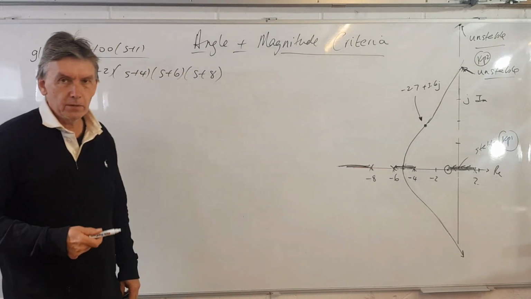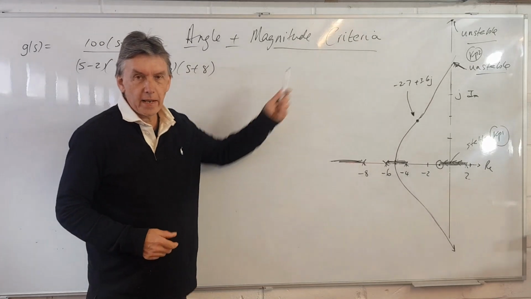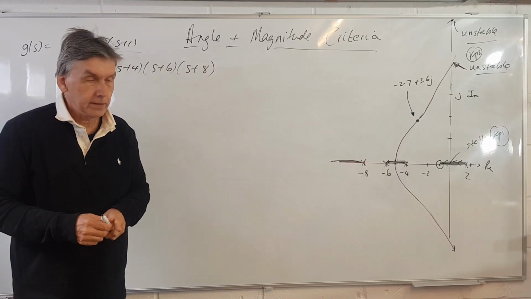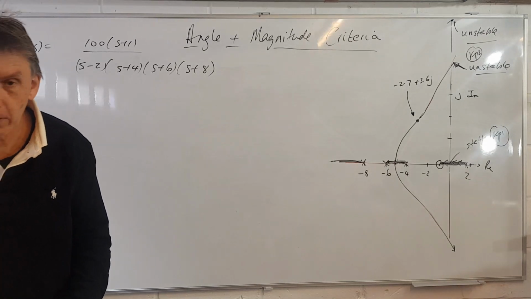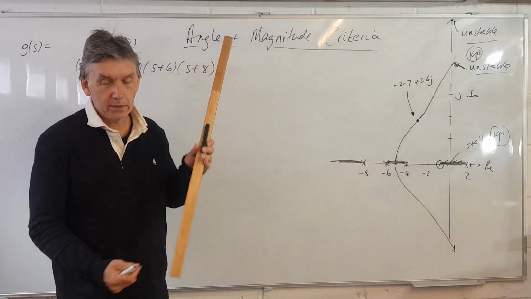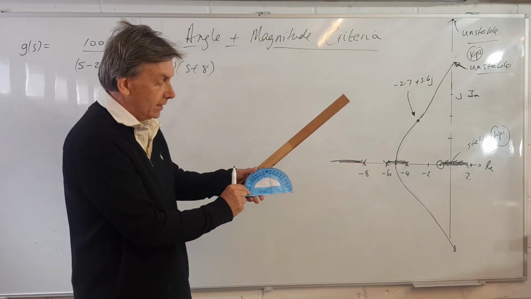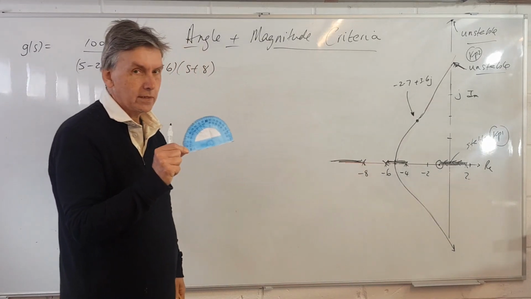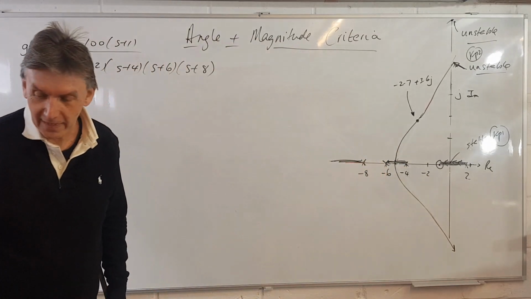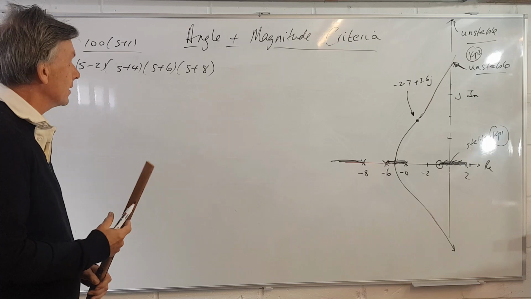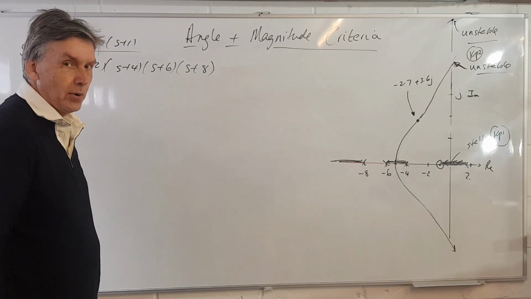Good afternoon. This is a short revision lecture on the angle and magnitude criteria. Before we start, remember you'll need a ruler and a protractor. This is one that I've made for myself because I've got quite a big board here and I need quite a big protractor. These two are the things that we use to do the angle and magnitude criteria.